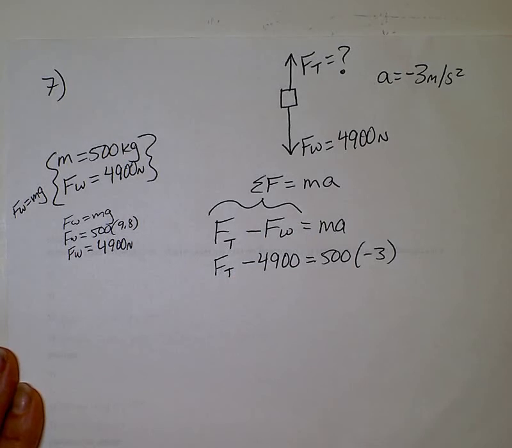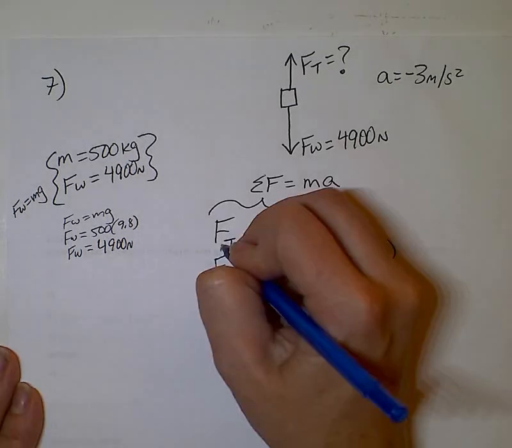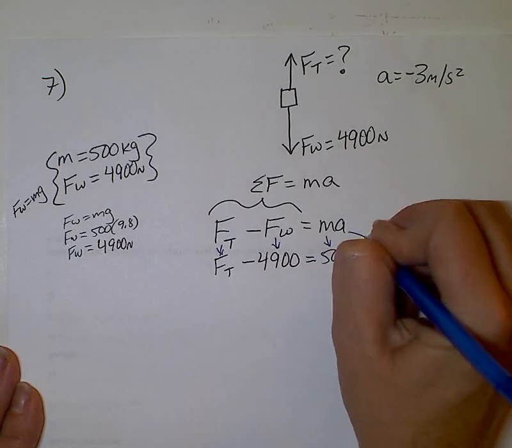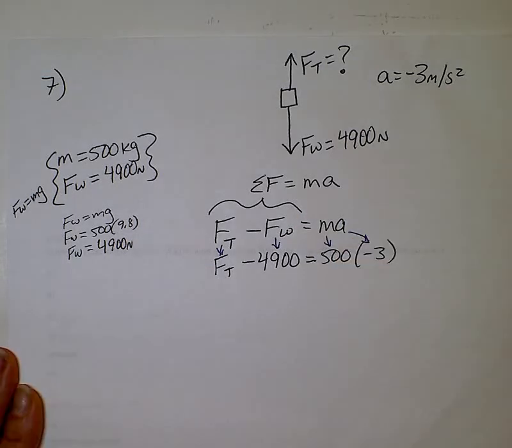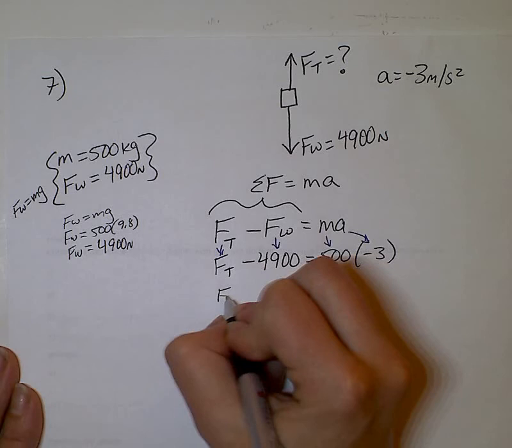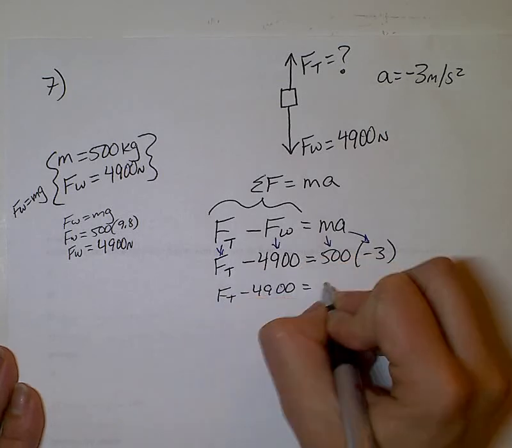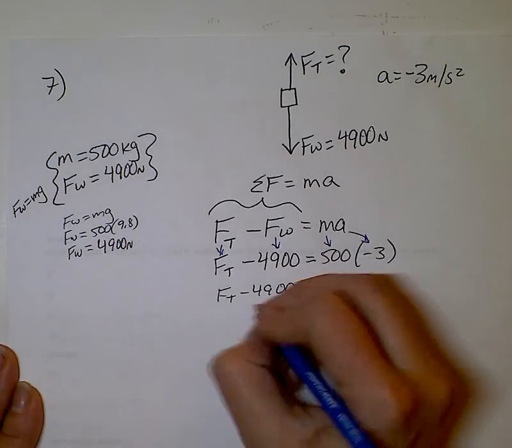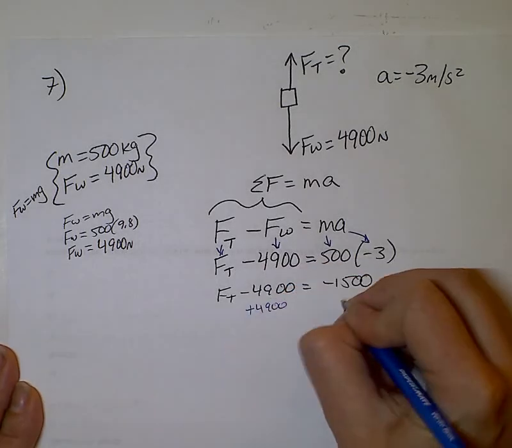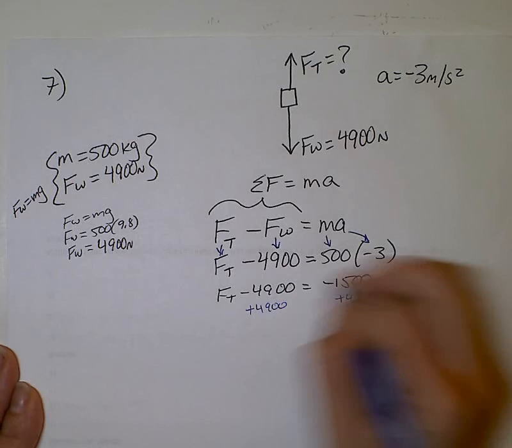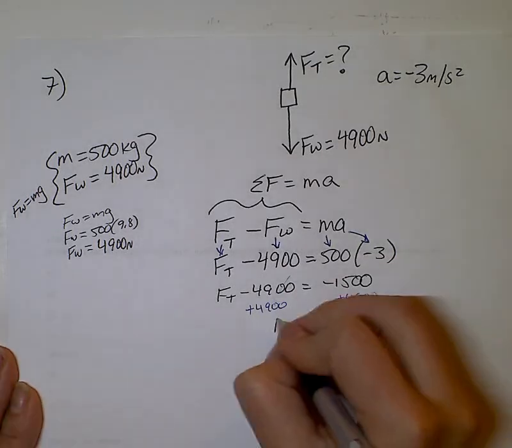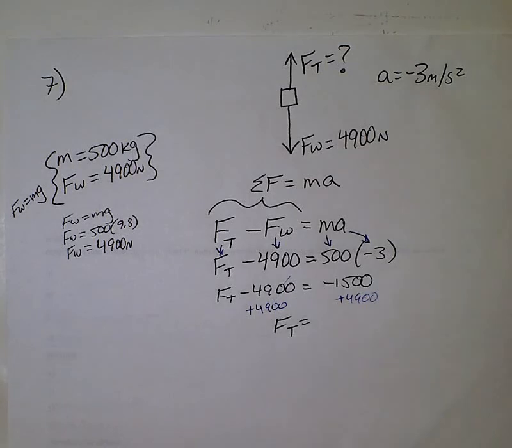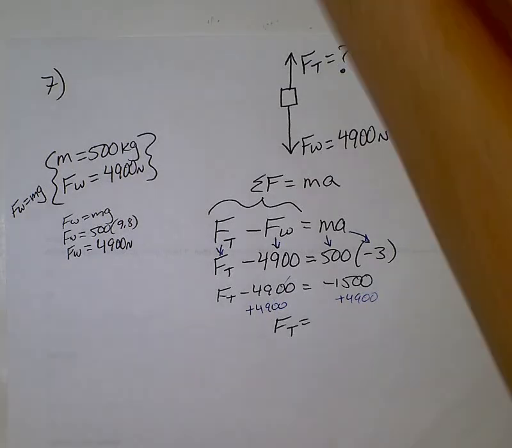So all I've done is plugged in. This is the tension, this is my weight, that's my mass, that's my acceleration. And I end up just solving the algebra problem from here. Add the 4,900 to both sides. And in order for this to happen, the force tension has to be 3,400 newtons.